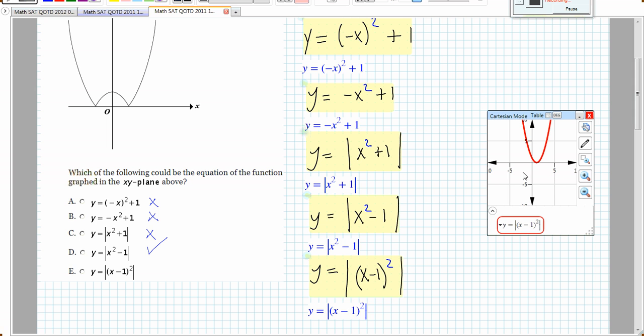Alright, so what happened here? When you take this x minus 1 quantity and square it, you're no longer symmetrical about the line x equals 0 because you're shifting the value of x before you're squaring it. You're shifting it left or right. So it's not that one because that one's not symmetrical about the line x equals 0. So the answer here is D, y equals the absolute value of x squared minus 1.